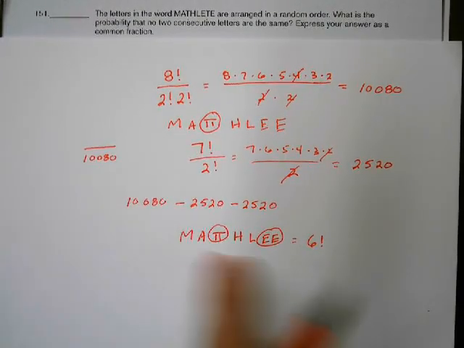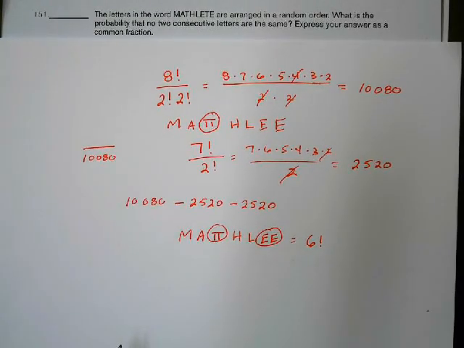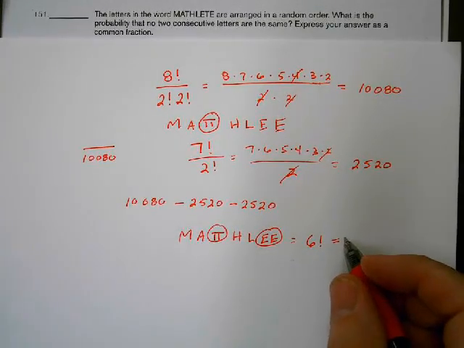There's no doubles to go at, because remember, we're counting these as just one thing. They're kind of connected to each other. So 6 factorial, 6 times 5 times 4 times 3 times 2 ends up being 720.